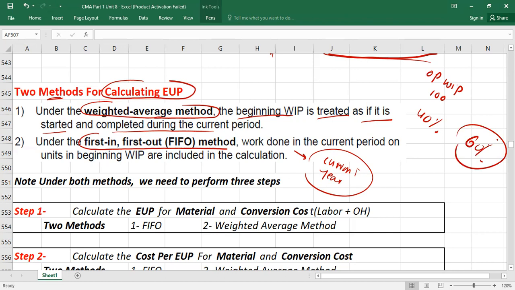But under the weighted average method, we will assume it is completed in this year. So we can take percentage completion as 100%. But that is another debate. I will tell you how to do it. I told you two assumptions, right? So for the first in, first out method, what is the assumption?